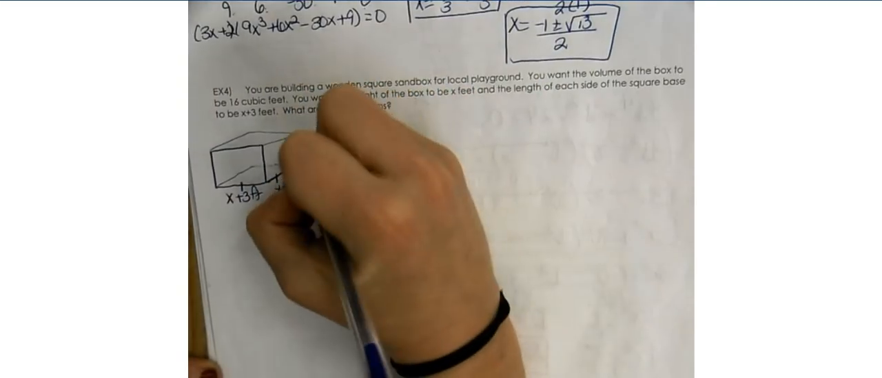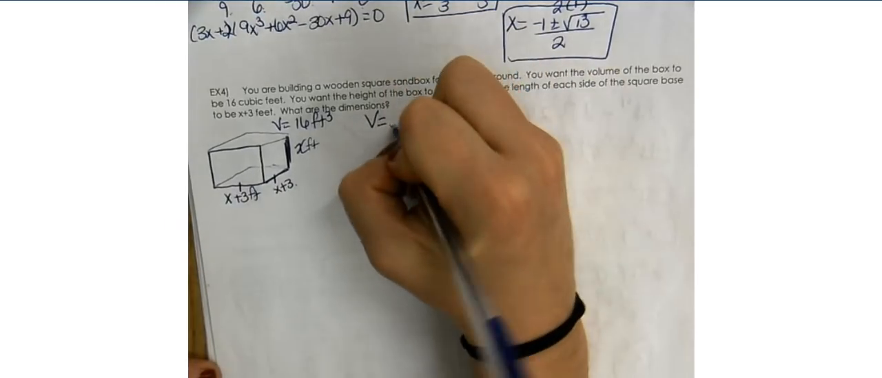But here we go. This is my sandbox. My base is a square, so the length and width are both x plus 3 feet. My height is x, and my volume is equal to 16 cubic feet. I know that volume is equal to length times width times height.